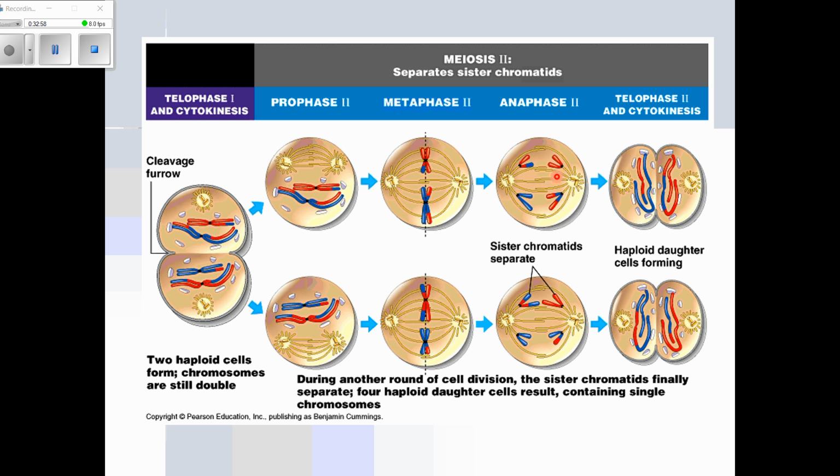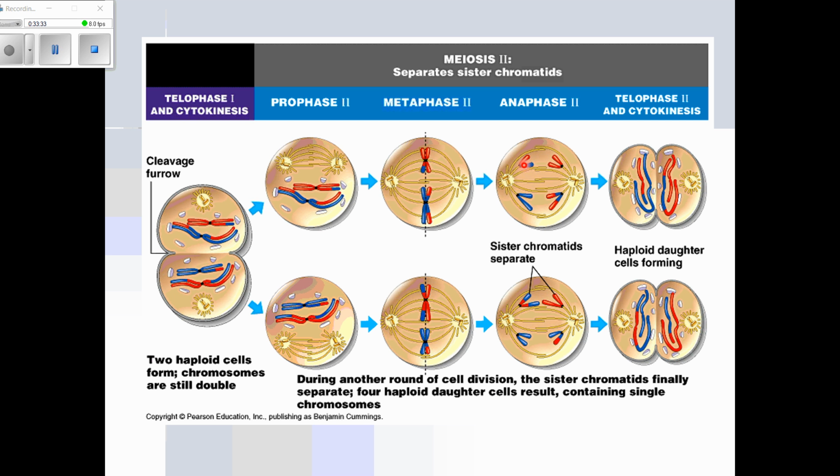After metaphase 2 is anaphase 2. Now, if you go back to anaphase 1, remember the sister chromatids did not separate. The homologous pairs separated, but the sister chromatids remained connected. So anaphase 2 is important because this is the first time in meiosis that sister chromatids, this guy and this guy, separate and get pulled apart.